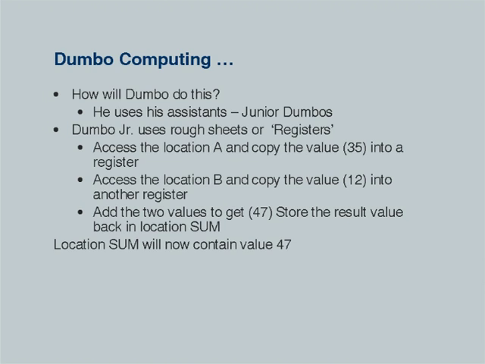The location sum will now contain value 47. It's an extremely simple exercise. Why I'm going through this is exactly how a new value can be computed and put inside any memory location, and there is no other way. One way was getting a value from outside and putting it in. The second way is compute using any complex formulation that you have, but ultimately that computational result will get a value which can be put inside a memory location.